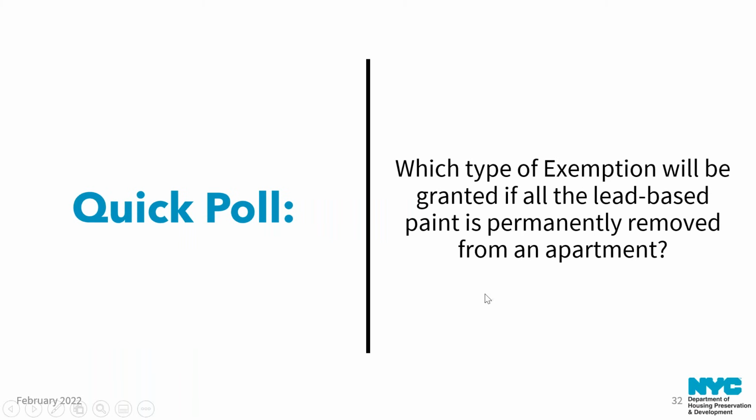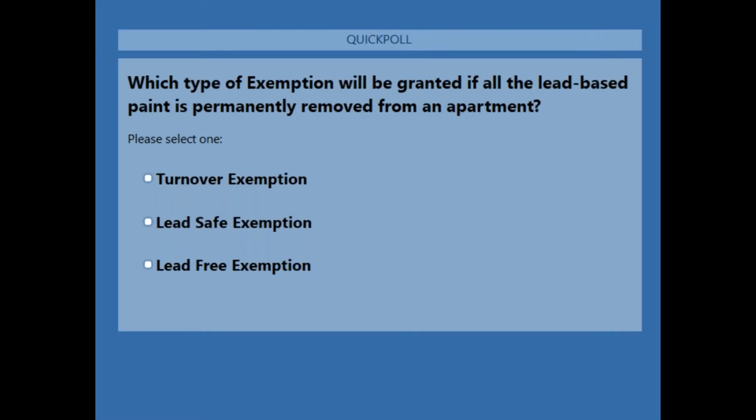Okay, we're going to do a few polls just to review some of what we've talked about. And so I'm going to go ahead and launch this next poll and just let us know, what answer do you recall for which type of exemption will be granted if all the lead-based paint is permanently removed from the apartment? So go ahead and take a second to vote. And I'll give it about 5 more seconds here.